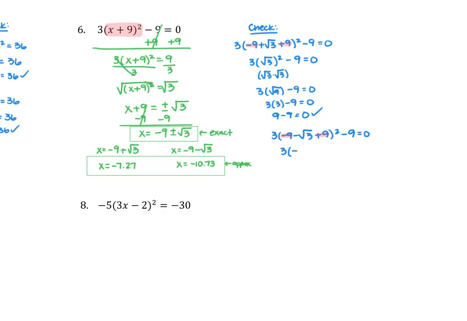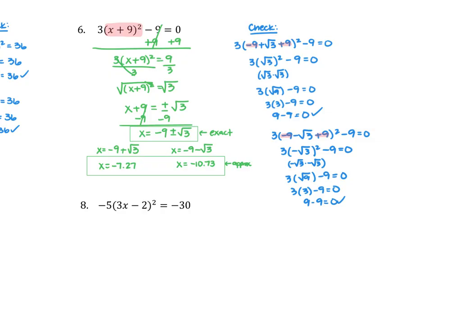So I have 3, then this negative square root of 3 squared minus 9. That means negative square root of 3 times negative square root of 3. Remember, a negative times a negative is a positive, square root 9. And you can see that matches the same thing above. That gives me 3 times 3, which gives me 9, and 9 minus 9 is 0.